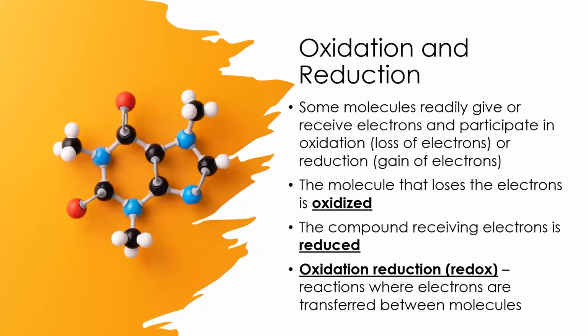Some molecules will readily give electrons, others will readily receive electrons, and this is known as oxidation and reduction. Oxidation is when molecules lose electrons or they donate electrons. Reduction is when molecules receive or take the electrons. Often these are put together into a redox, or oxidation-reduction, reaction. These are reactions where electrons are transferred between molecules.